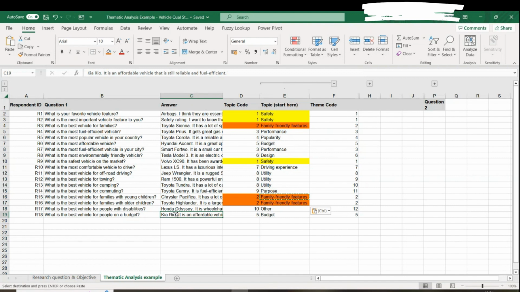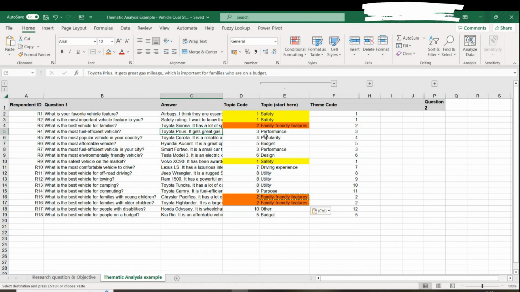Then you can see, okay, there's no one else that spoke about family-friendly features. Then you go back to read the next respondent, which then says, what is the most fuel-efficient vehicle? And then they said the Toyota Prius. It gets great gas mileage or kilometers, which is important for families who are on a budget. So here, what this person is after is a vehicle that is great on mileage and is good for the budget.